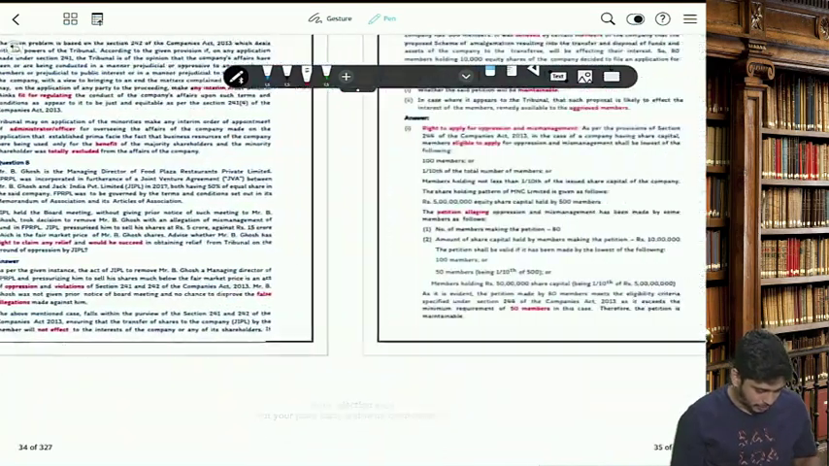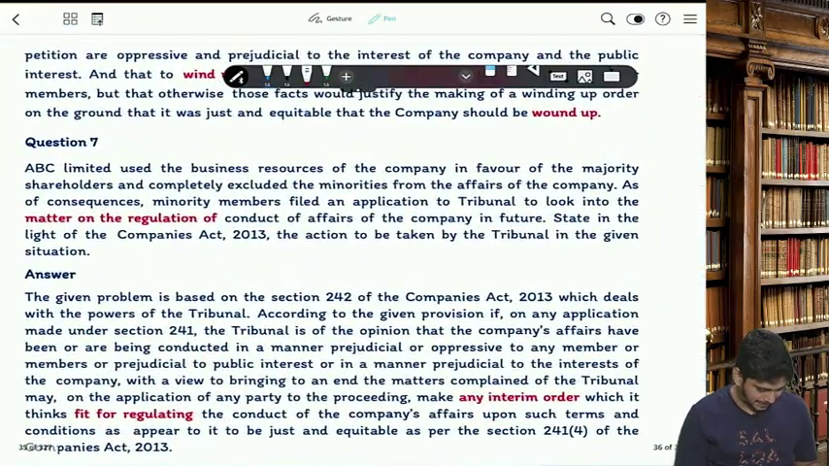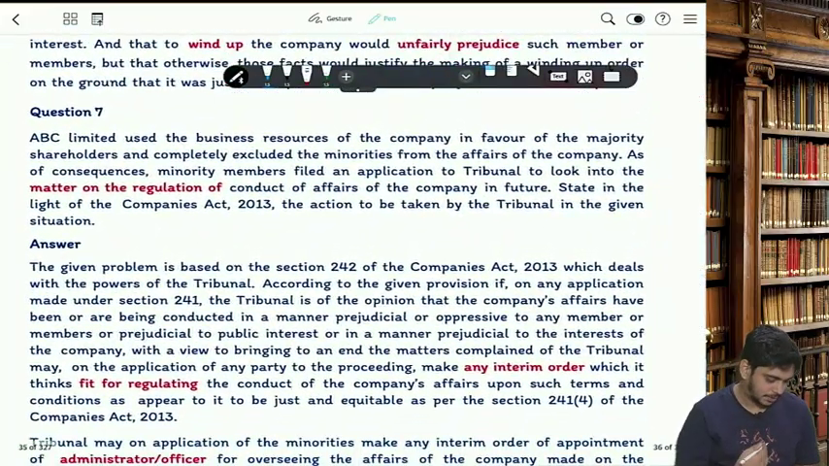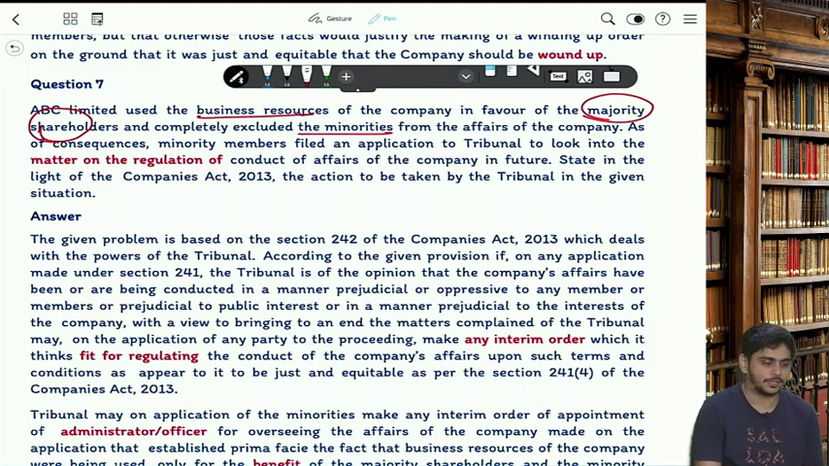Now let's move on to the next question. 7. So it says ABC Limited used the business resources of the company in favor of the majority shareholders and completely excluded the minorities from the affairs of company. As a consequence, the minority members filed an application to T to look into the matters for the regulation of the conduct of affairs. State the action to be taken by the T in this situation.